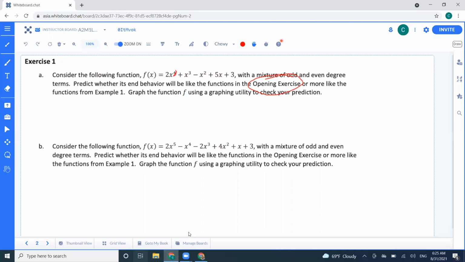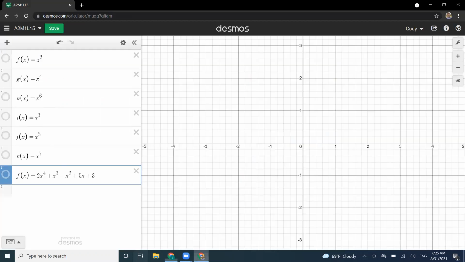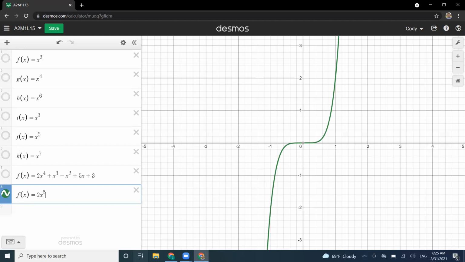Let's go to the next function. Consider the following function. It's a mixture of odd and even. Okay, well, same thing. This has an x to the 5th, so it's going to look like example 1, right? So let's look at it just to be sure. We've got f of x is equal to 2x to the 5th minus x to the 4th.